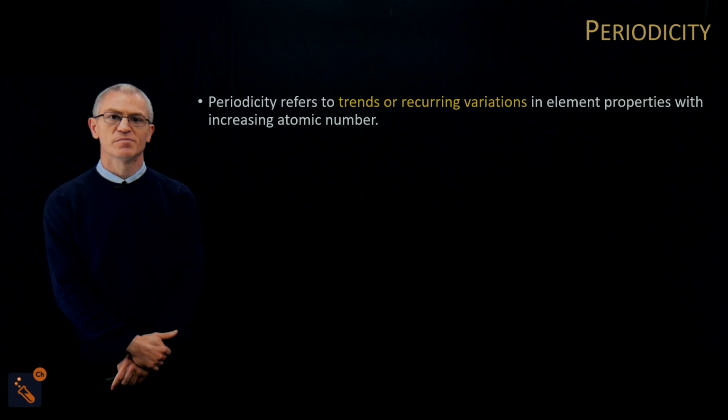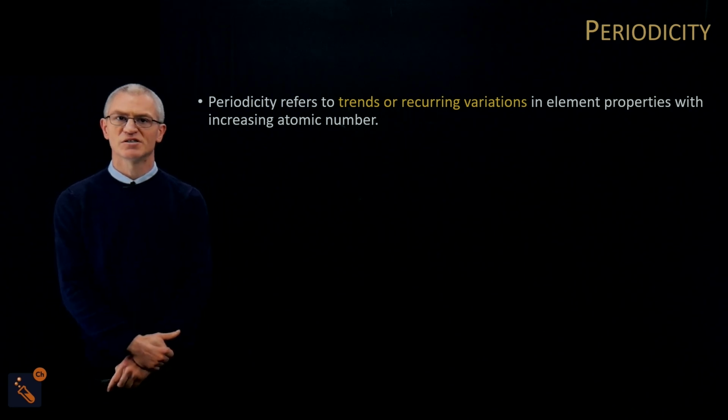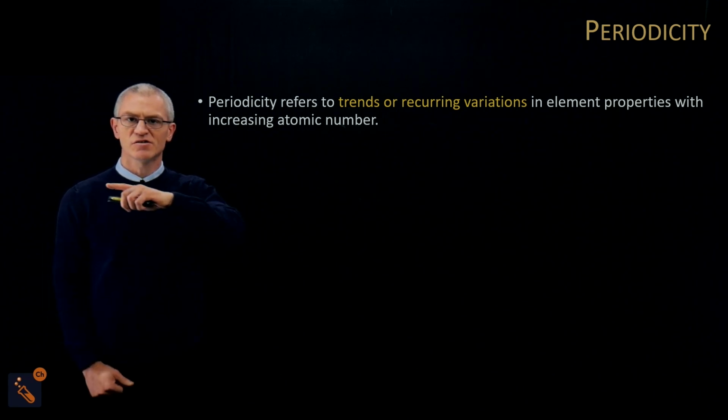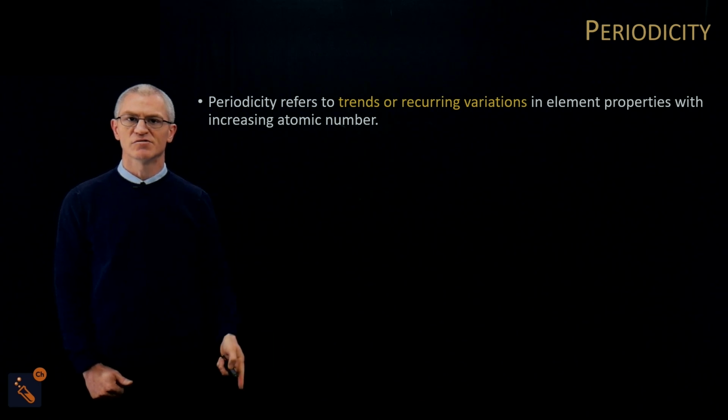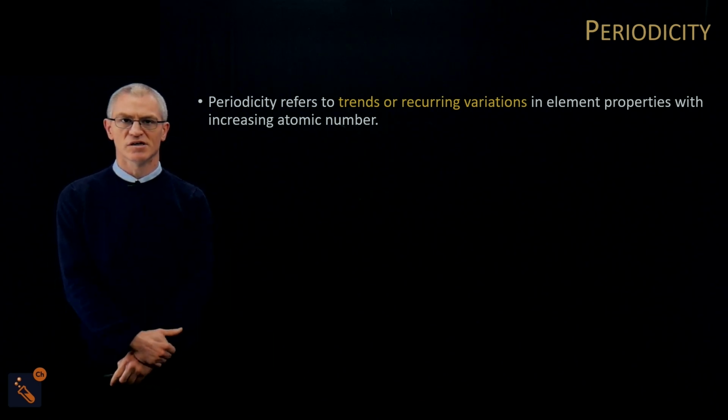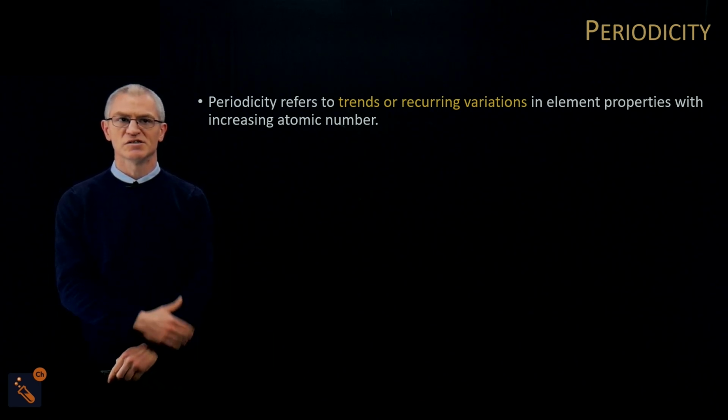Now the definition for periodicity is the trends, as I said, or recurring variations in element properties with increasing atomic number. So if we go across the period, the atomic number goes up, and if we go down a group, the atomic number goes up. Okay, so hence we can just say with increasing atomic number.